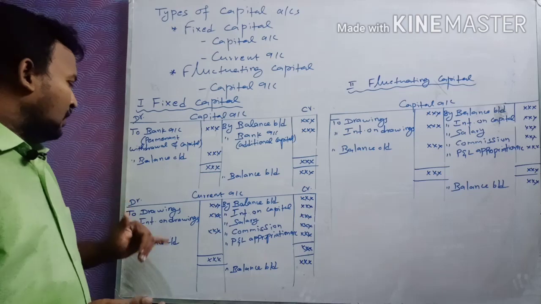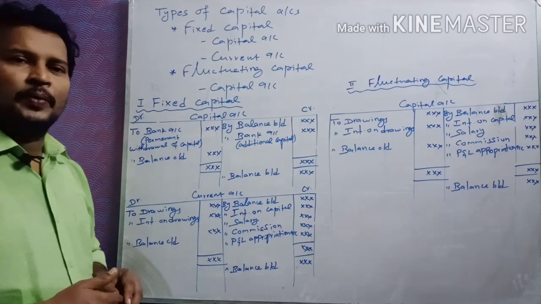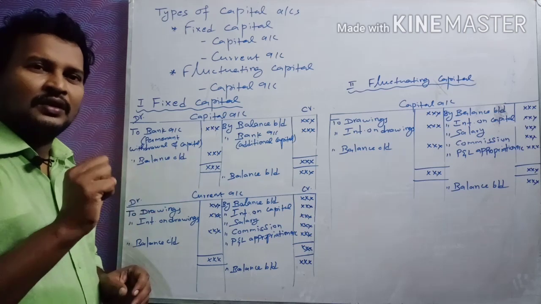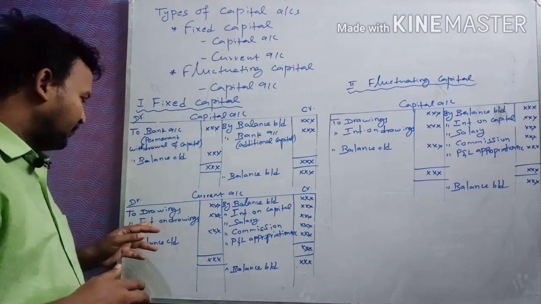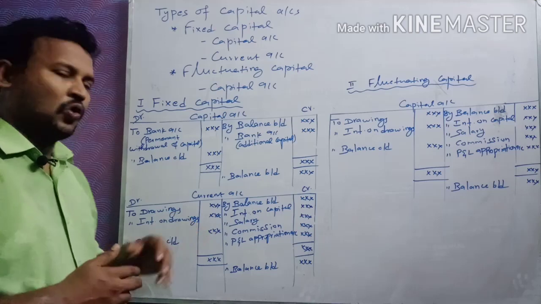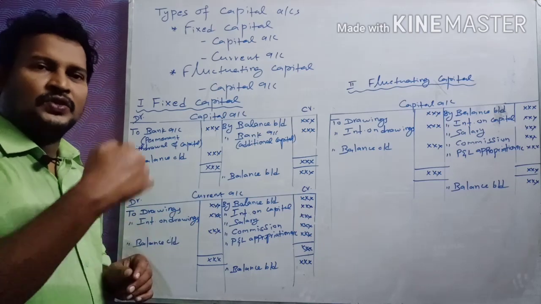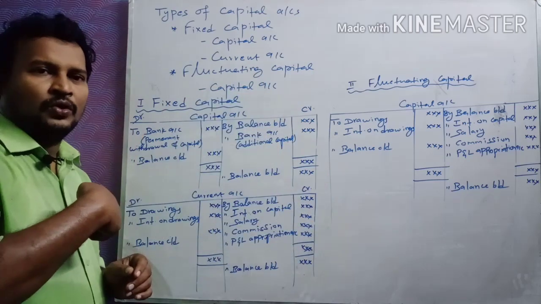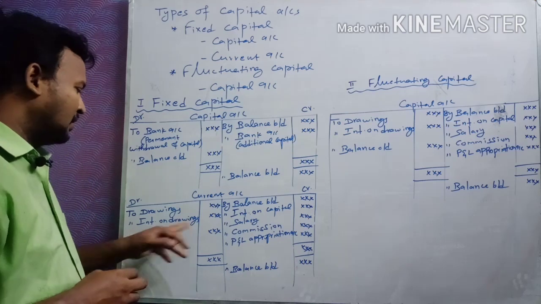Then drawings. Drawings is the amount withdrawn by partners for their personal use, right? So that amount will reduce the amount of capital. So I have recorded it in the debit side. Similarly, interest on drawings. In case of interest on drawings, the interest is charged on partners. Partners have to pay to the business. So it will reduce the amount of capital of partners. So it should be recorded in the debit side.